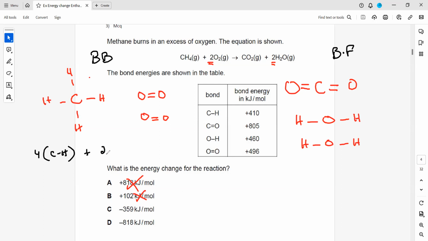And we have 2 oxygen double bonded with oxygen bonds are there. This is a bond breaking. So this will be 4 multiplied by C-H, carbon-hydrogen, 410, plus 2 multiplied by oxygen-oxygen double bond, 496. What's the answer for the bond breaking? 4 into 410 plus 2 into 496.